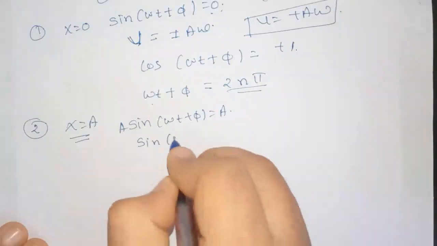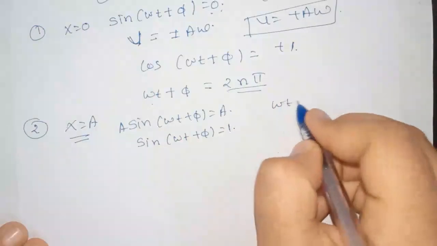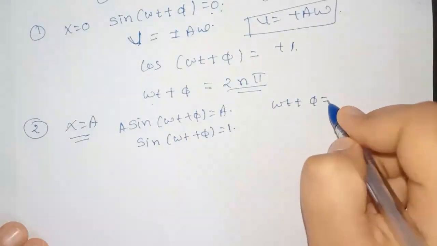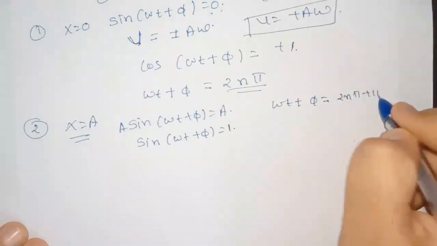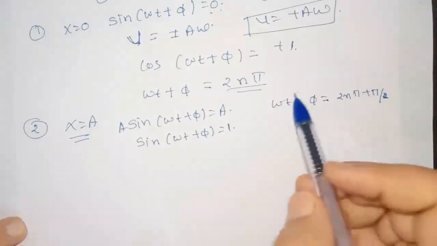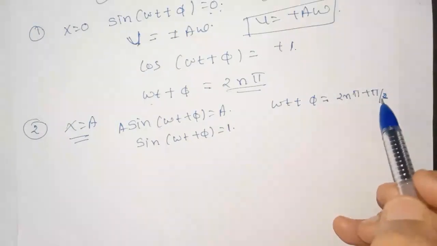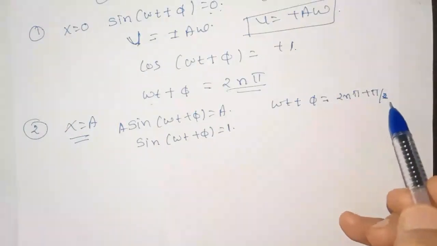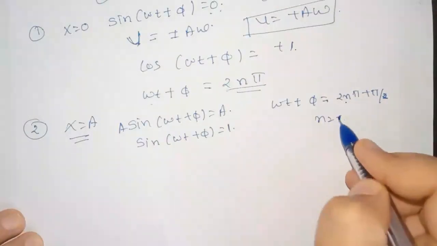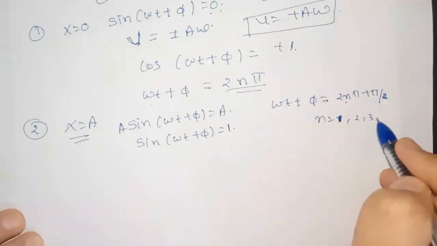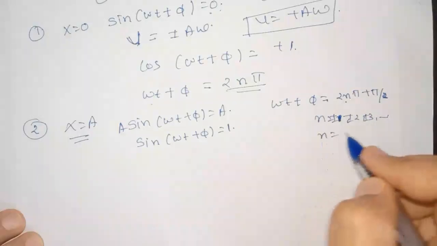So sine of omega t plus phi is equals to 1. So omega t plus phi will be equal to 2n pi plus pi by 2, because the value of sine is plus 1 at pi by 2, 5 pi by 2, 9 pi by 2, etc. Here the value of n is 1, 2, 3, but plus or minus, and n can also be 0.